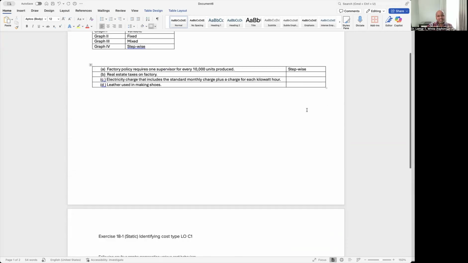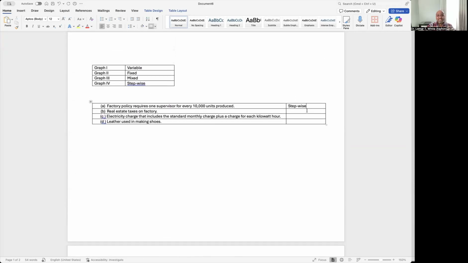B says real estate taxes on factory. So real estate taxes, they stay the same no matter how much you produce. Yes, real estate taxes do go up each year based on other factors, but it's not based on how much is produced within the factory. So we consider that to be a fixed cost. And this one should actually say graph 4. The fixed cost was graph 2.